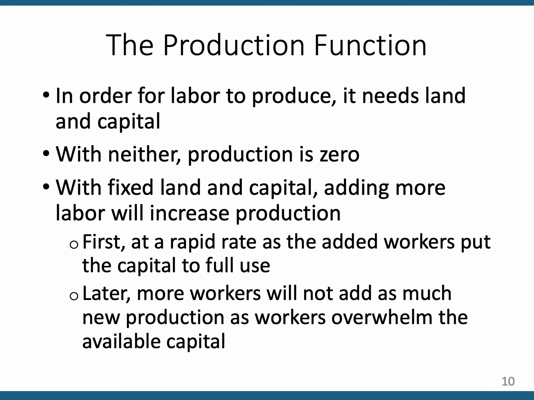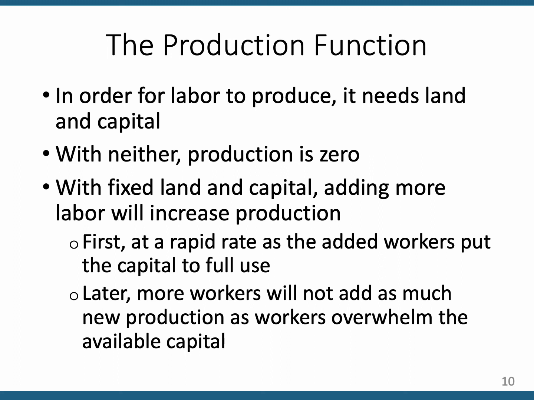So to produce, you need land and capital and also labor. Land and capital are your fixed resources. They're your fixed plant in the short run. And workers, labor, that's your variable resource. There are other variable resources, but we're going to be addressing workers mostly as our variable resource.